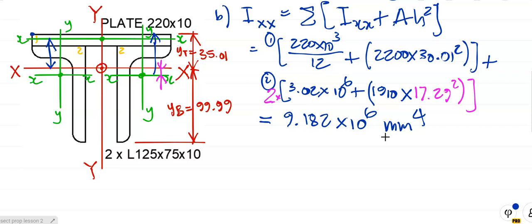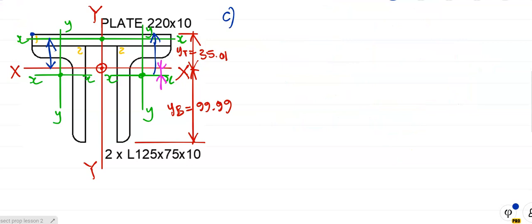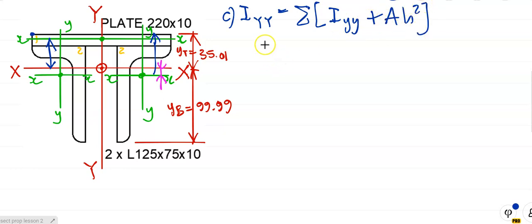Now we need to work out IYY. Okay, let me just clean this up quickly here. Right, IYY, big Y, is equal to the sum of, using the parallel axis theorem, I small y, you know why that's the case, plus AH squared. Right, element 1. It's a plate. We treat it like a rectangle. It's BD cubed over 12, so it's 10 times 220 cubed over 12, because B is parallel to the YY axis.